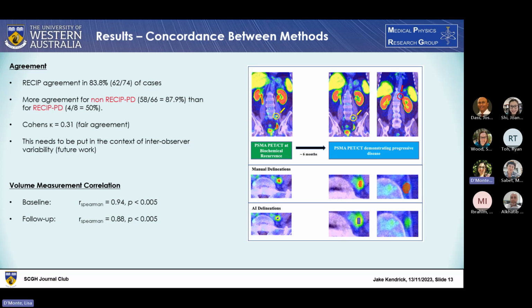Okay, so there was also a very high correlation between the tumour volumes as measured by the manual observer and also the AI model. So we have very high Spearman correlations here.